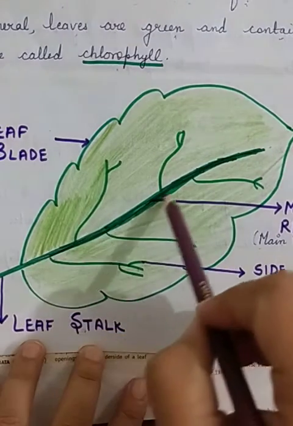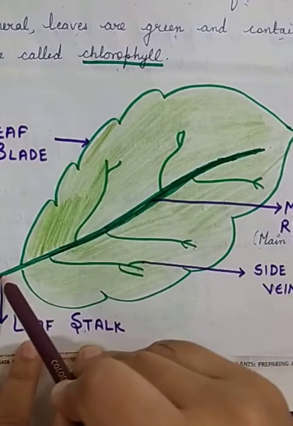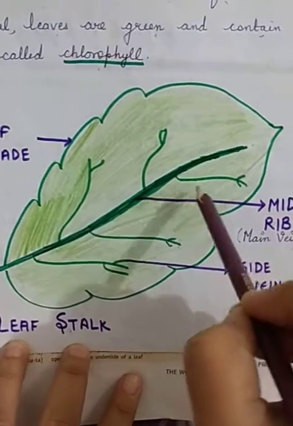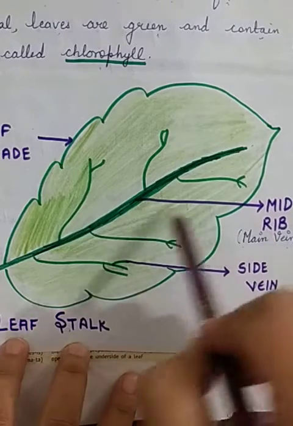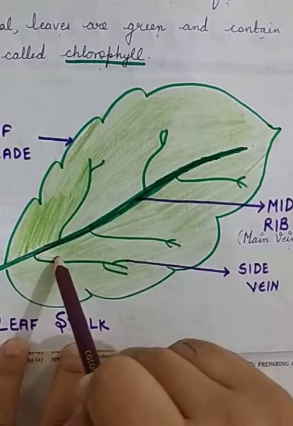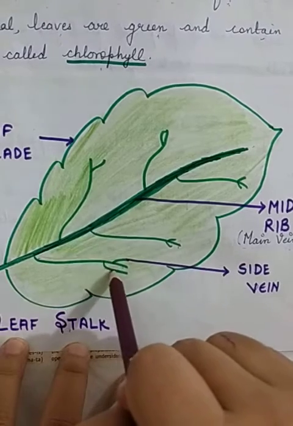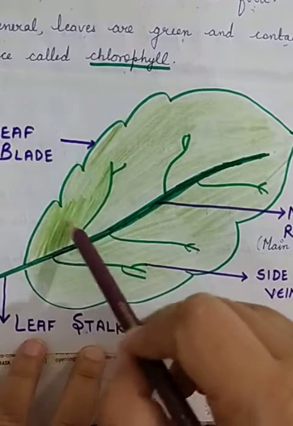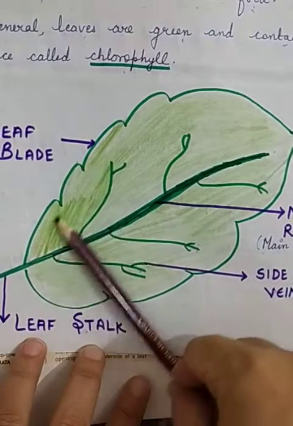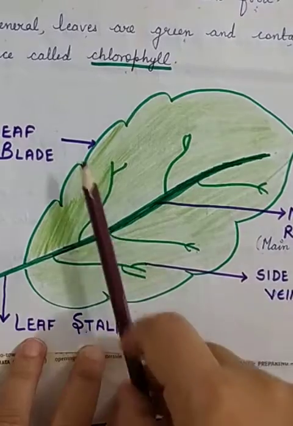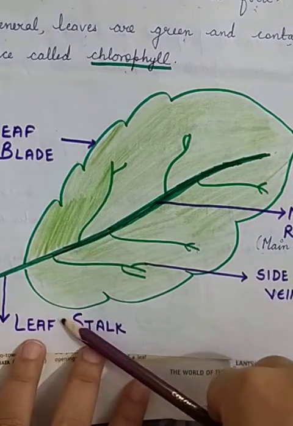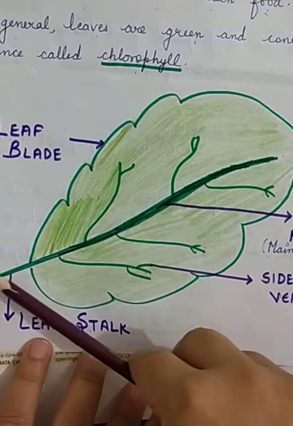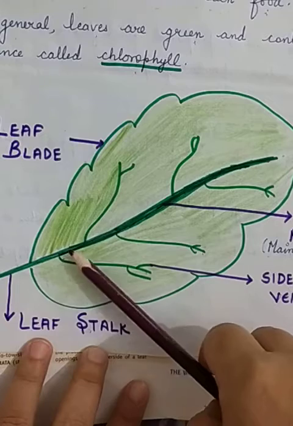A leaf consists of many parts. The main part is this line, a pipe-like structure which is known as the midrib. From the midrib many small pipe-like structures arise, which are known as side veins. This whole structure of the leaf is known as the leaf blade. And this is the leaf stalk. The leaf stalk is that which attaches the leaf to the stem.